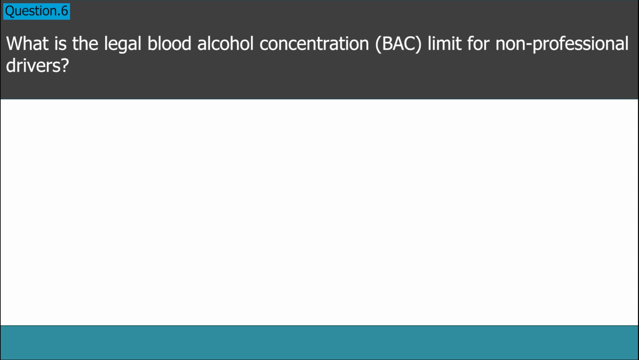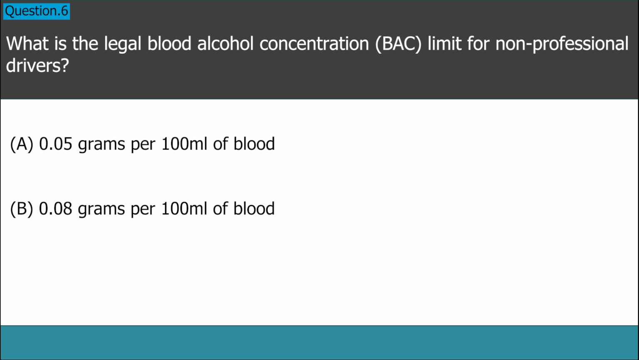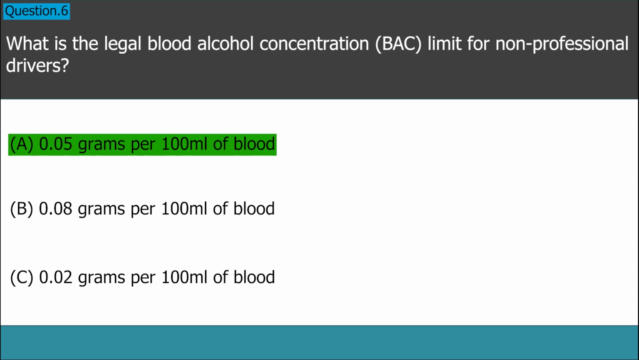What is the legal blood alcohol concentration (BAC) limit for non-professional drivers? A. 0.05 grams per 100 milliliters of blood. B. 0.08 grams per 100 milliliters of blood. C. 0.02 grams per 100 milliliters of blood. Answer: A. 0.05 grams per 100 milliliters of blood. The legal limit for non-professional drivers is 0.05 grams per 100 milliliters of blood.